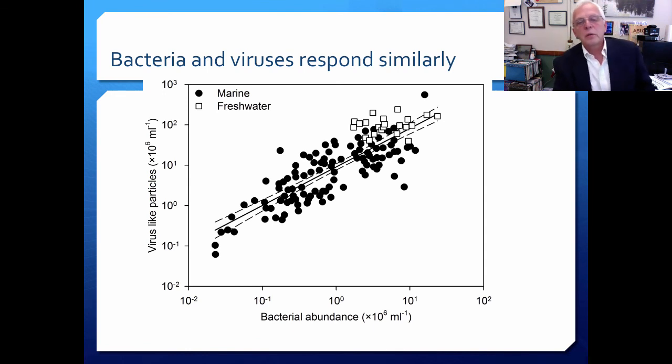Bacteria and viruses tend to respond similarly, and here's a graph showing the relationship between virus-like particles on the y-axis and bacterial abundance on the x-axis. And I think you can see that the virus-like particles increase with bacteria. Not too shocking. In fact, right here is 1 million per milliliter, and we read across, and there may be an order of magnitude more virus-like particles in inland waters or in freshwater systems than there are in marine per unit bacteria.